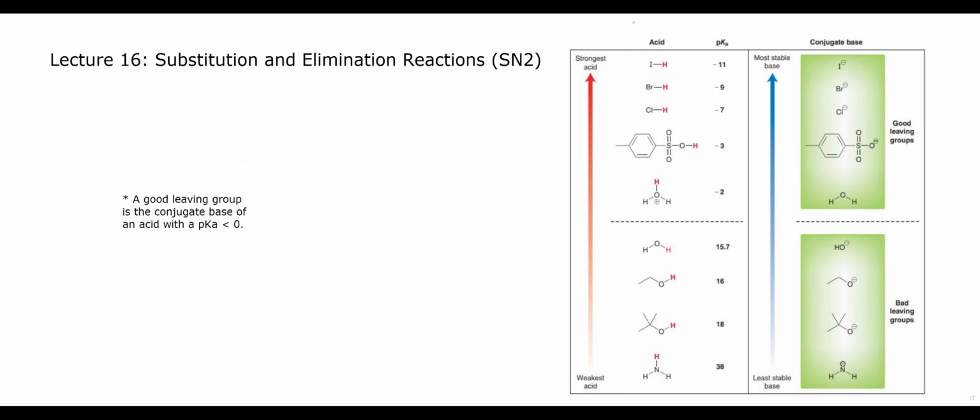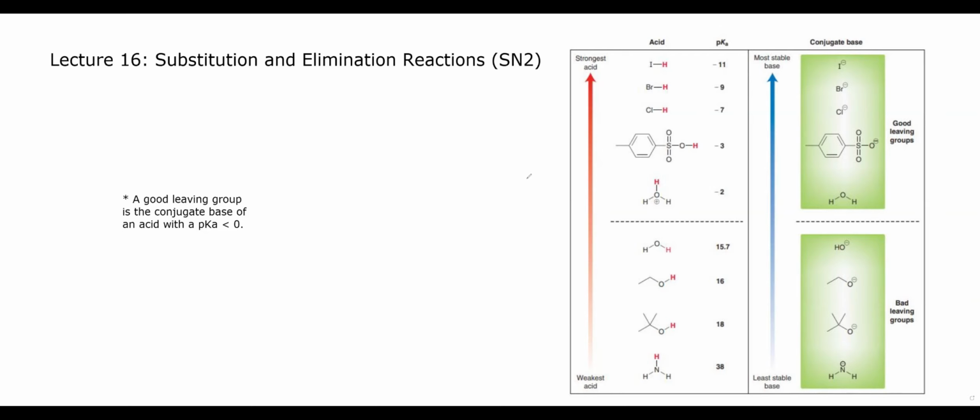Here's a chart showing different leaving groups along with their conjugate acids. In order to determine what a good leaving group is, we have to consider the conjugate acid of that leaving group. If we consider the conjugate acid of, say, chlorine, which we just saw in the example before, it would be HCl, hydrochloric acid, and the pKa of HCl would be -7.